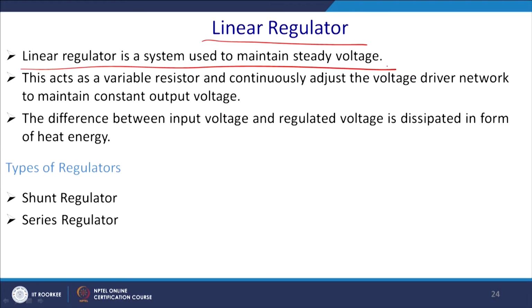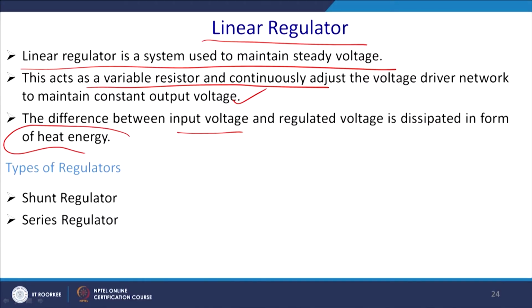The linear regulator system is used to maintain a steady voltage. The resistors continuously adjust in the voltage divider network to maintain the constant voltage. But you have to ensure that the input and the output voltage are quite close to each other to have high efficiency. The difference between the input voltage and the regulated voltage is dissipated as heat. So, if it is a huge difference, a huge chunk of the energy is dissipated as heat. So, that will be an inefficient solution. Moreover, you will have to provide a heat sink to dissipate the heat.